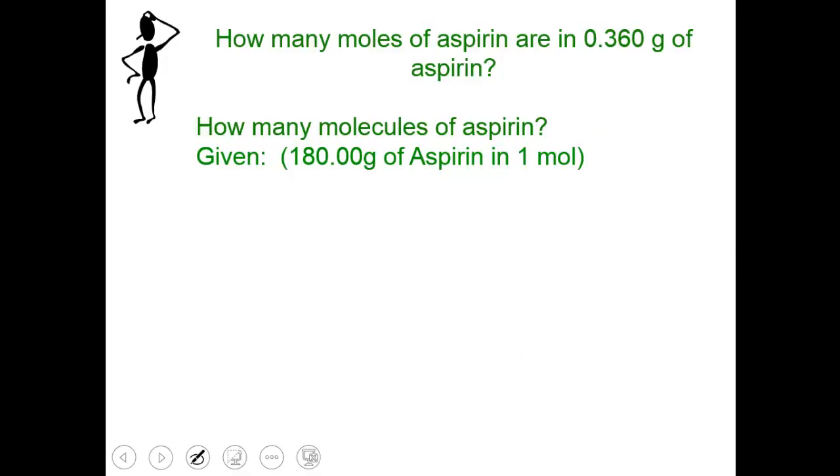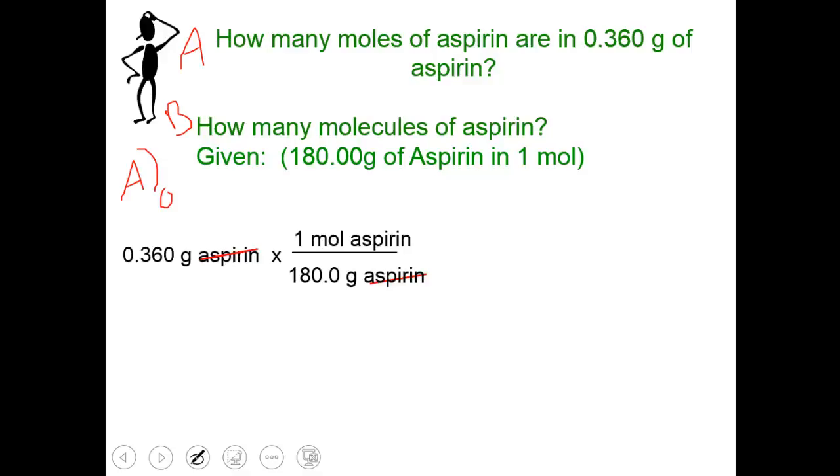Now, how many moles of aspirin are in 0.360 grams of aspirin? Okay. So we can look at this question in a couple of ways, and we've got a part A and a part B here. So let's look at part A. They've already given us the molar mass of aspirin because they didn't give us the formula of it. And so if we take our 0.360 grams of aspirin, and we know that 1 mole weighs 180 grams, we're going to put grams of aspirin in the basement, so they cancel, and now we have moles of aspirin.